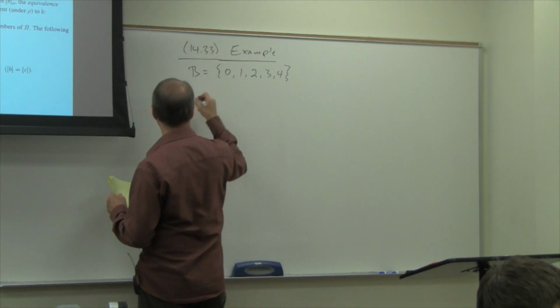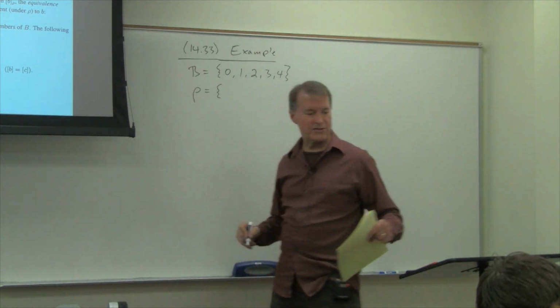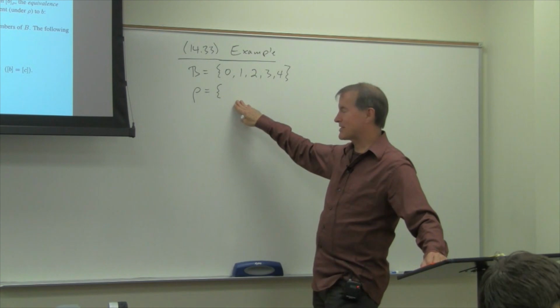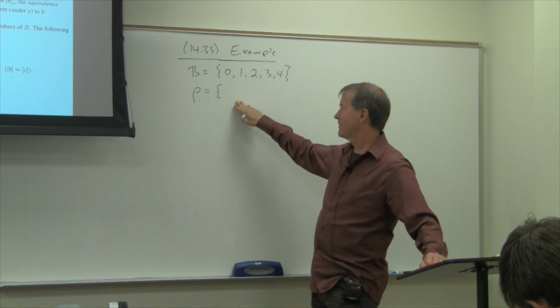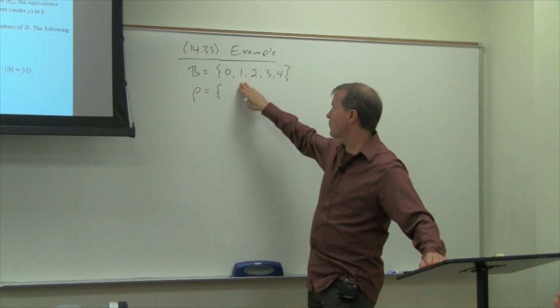And here's going to be our rho. Now, can you tell me right off the bat what elements have to be in rho? "I don't remember what rho is." No. Rho is an example of an equivalence relation over B.